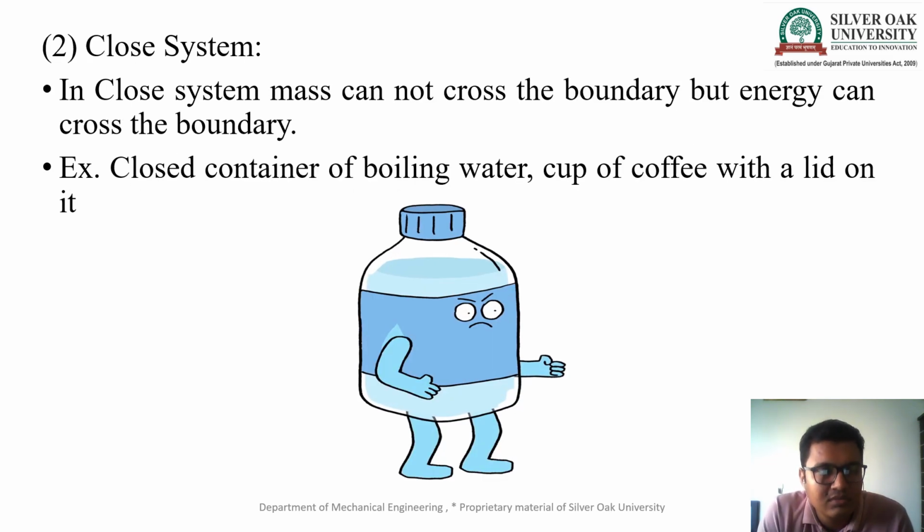Now the closed system. What is a closed system? There are two terms: one is mass, the second one is energy. Mass does not cross the boundary, but energy can cross the boundary. Then the system is called a closed system. Take the example of a closed container of boiling water. If we close the container, then the energy can transfer, but the mass cannot be transferred. That is called a closed system. Or a cup of coffee with a lid on it, so the energy can transfer, but there is no transfer of mass from system to surrounding.